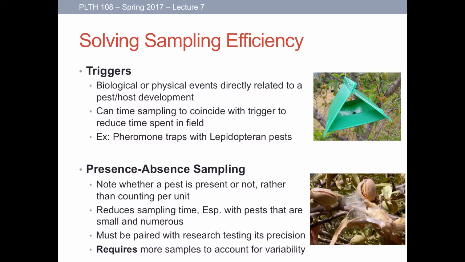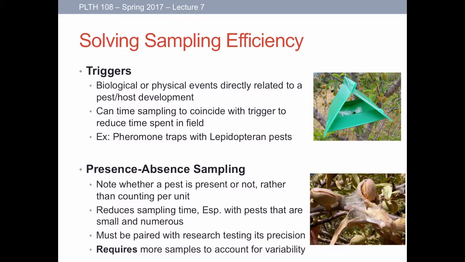So if we need to go out and say sample stink bugs in tomatoes, we could go out and turn over leaves and look at the fruits every single time we go out there, which is pretty intensive. You have to walk through the field, you have to turn over a lot of things, you have to get on your hands and knees.